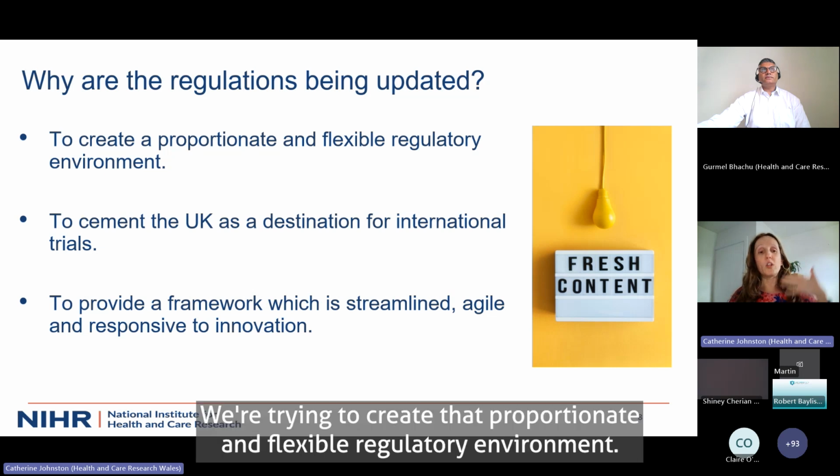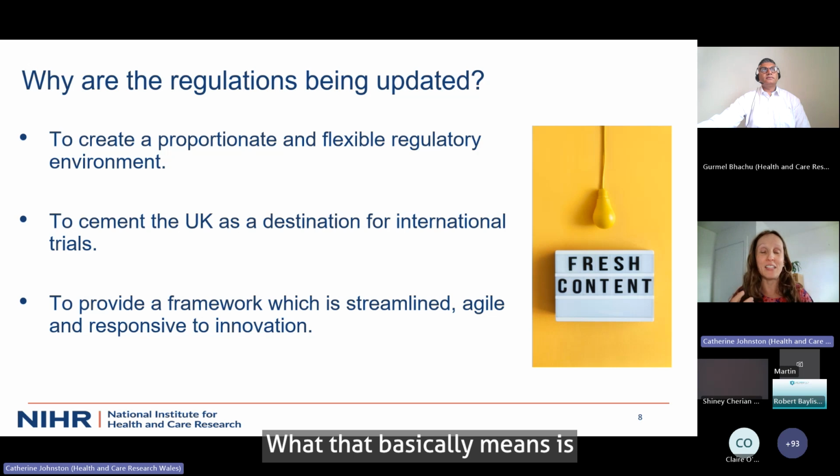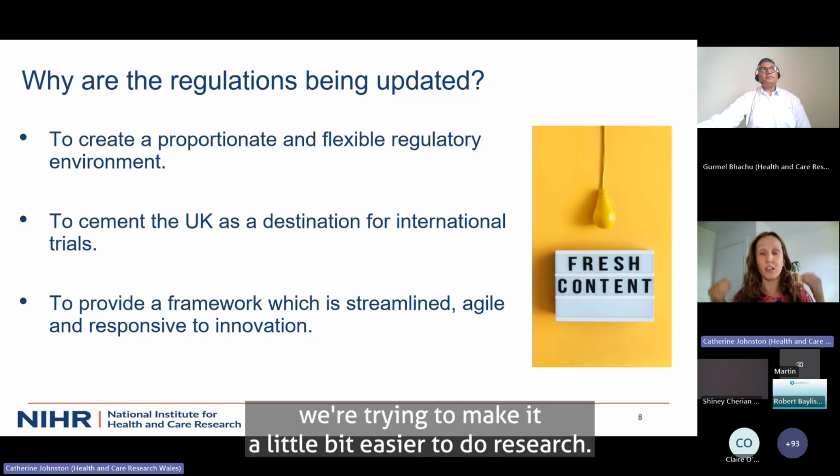Big aspects around it as well. We're trying to create that proportionate and flexible regulatory environment. What that basically means is we're trying to make it a little bit easier to do research.